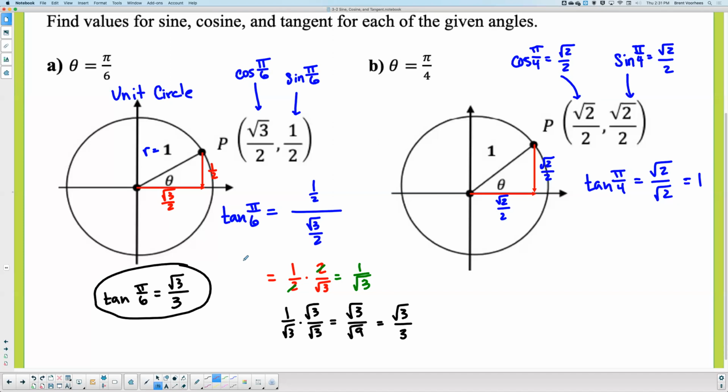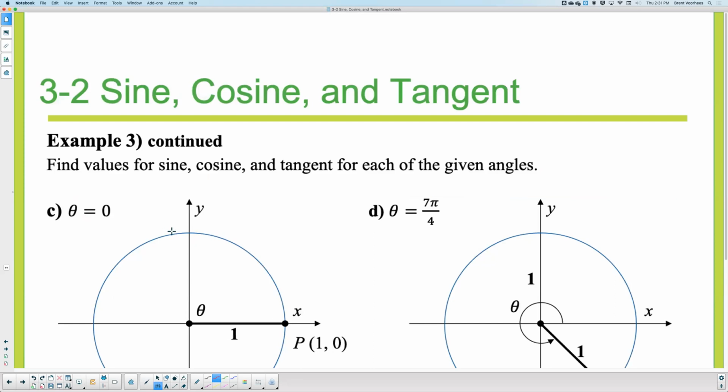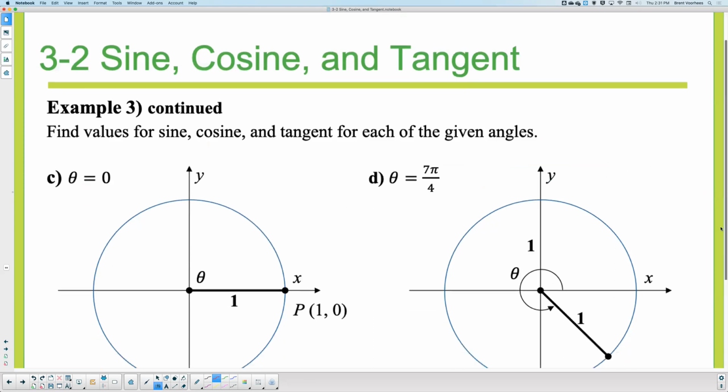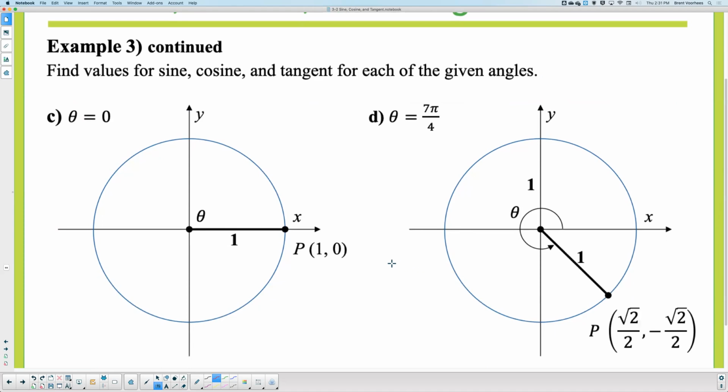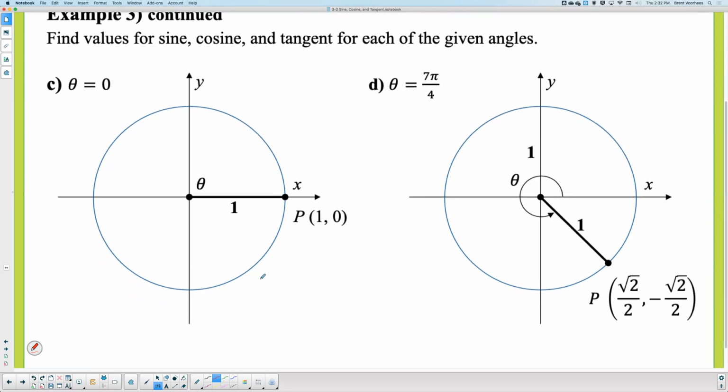All right, next slide. All right, what about here? Sine, cosine, tangent. Again, this is a unit circle. How do I know it's a unit circle? It's a radius of 1. So how can I find my sine? Sine is y. So sine of my theta in this problem is 0. Sine of 0 equals how much? 0. Okay, what about cosine of 0? Good. Tangent would be 0 divided by 1. What is 0 divided by 1?